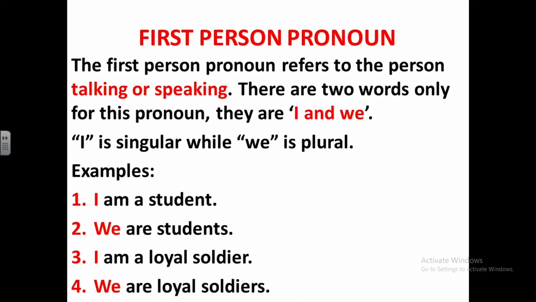Examples of first person pronouns. Number 1, example 1, I am a student. Example 2, we are students. Example 3, I am a loyal soldier. Example 4, we are loyal soldiers. Good. I hope that is understood. The first sentence is I am a student. I am. 2, that is plural, we are. The same thing applies to the third and fourth examples as well. I is singular and we is plural.